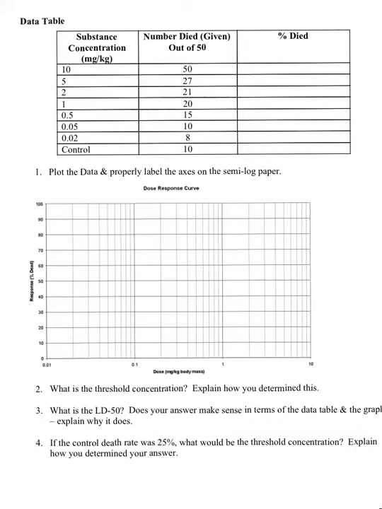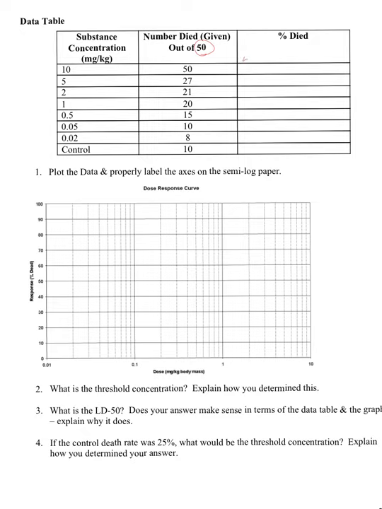So this video is going to look at how to plot on this semi-log paper. I don't think that's a critical skill for you to have, but then how to use that data to find the threshold concentration, the LD50. And the other thing is we're going to look at the data table at the top. So here it says the number that died out of 50.